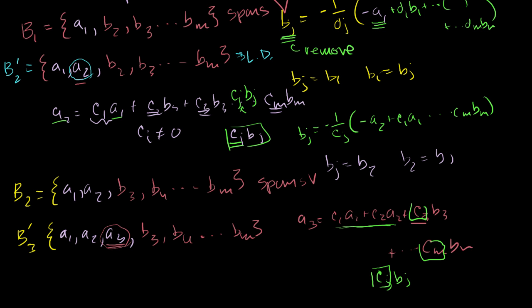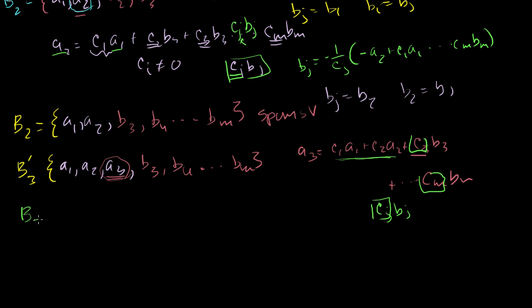And I get the set b3 is equal to a1, a2, a3. And then I have b4 all the way to bm. And this still spans v. And I keep doing it. So what's going to happen eventually? What's going to happen if I keep doing this process over and over and over again? Eventually, I'll essentially replace all of the bm's, right? Or I'll replace all of the n terms, right?